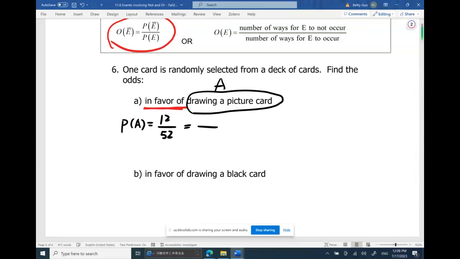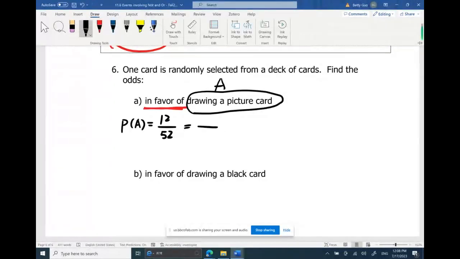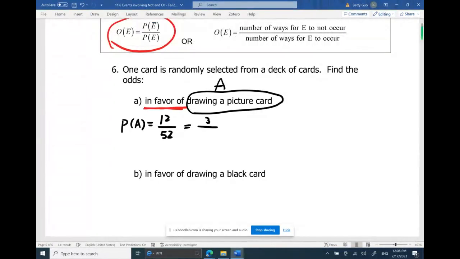If we reduce it, divided by 2, we have 6 over 26. Actually, we should divide by 4. GCF is 4. Divide 12 by 4, we have 3. Divide 52 by 4, we have 13. So 3 over 13. And what is the probability of A bar or A prime, the complement of A, P of not A, would be 1 minus 3 over 13. You remember this, right? 10 over 13.